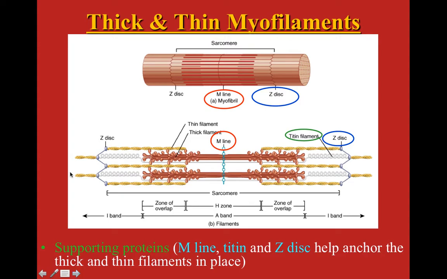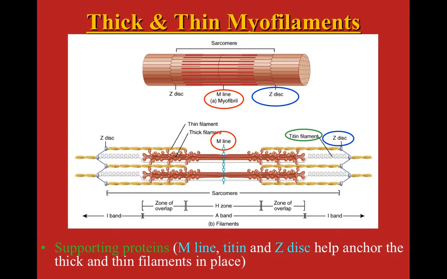All right, now to break it down a little bit more, the thick and thin myofilaments. Same picture we saw before. We've got the Z disc over here, the Z disc over here. Everything from Z disc to Z disc is the sarcomere. Now, the sarcomere is split in half by the M line, okay?